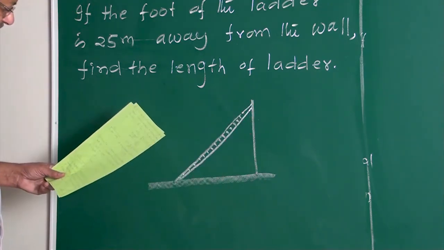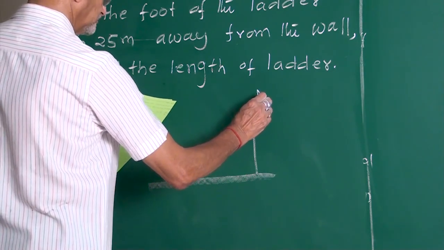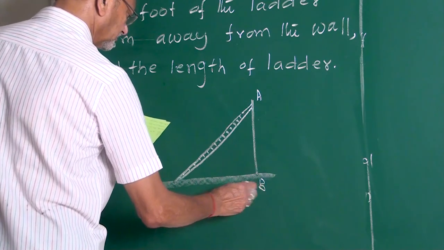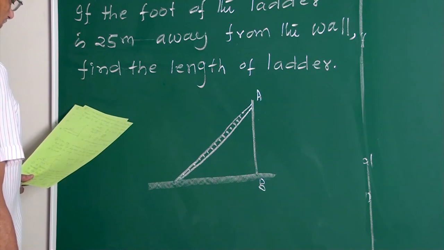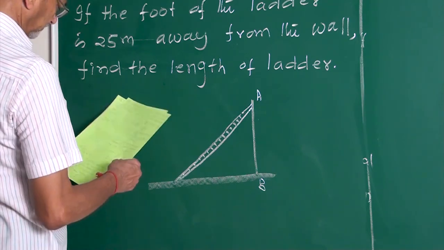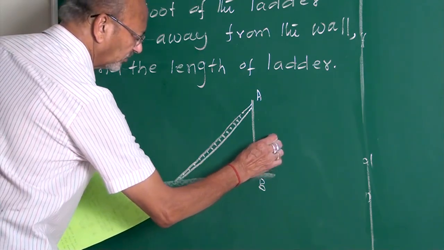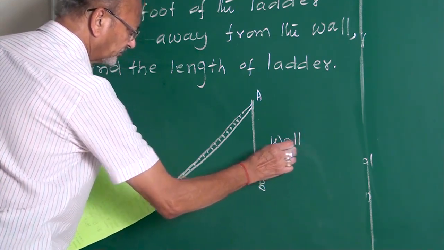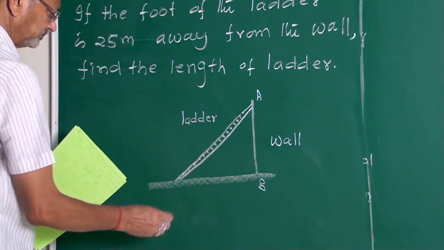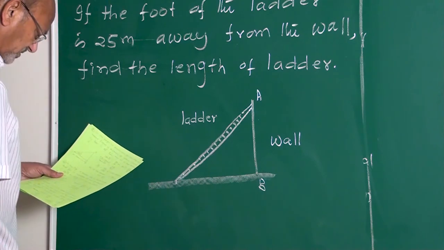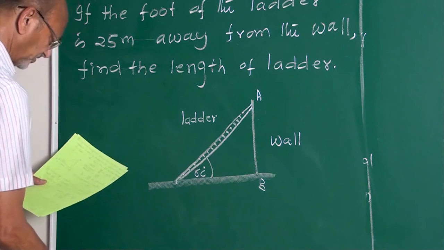Ladder. This is the wall. This is the ladder. This is the wall, my friends. This is the ladder. This is the end. The angle of elevation is 60 degrees.